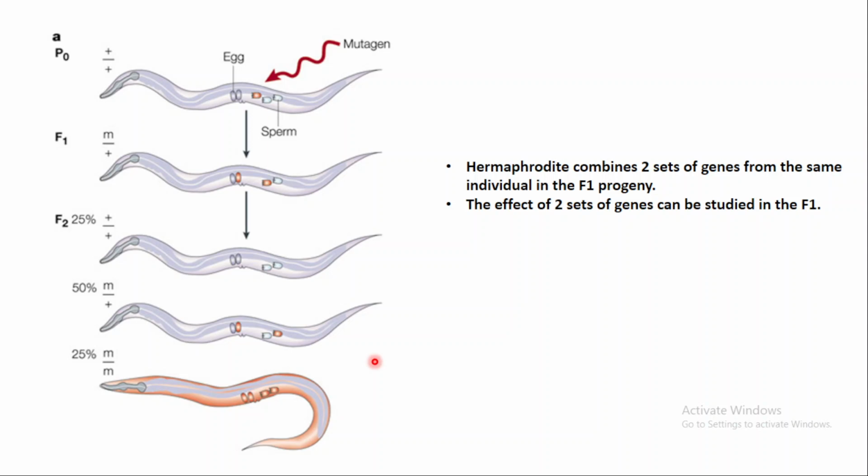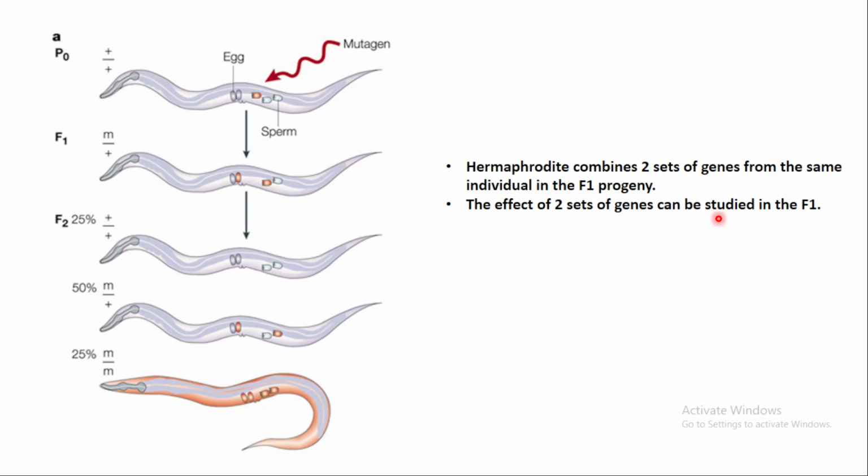So they will have both male and female gamete, and they will self-fertilize. A hermaphrodite can self-fertilize. On self-fertilization, it can bring together two sets of genes from the same individual in the F1 progeny. And the effect of two sets of genes can be studied in the F1.